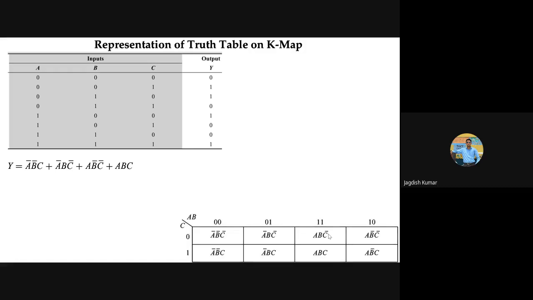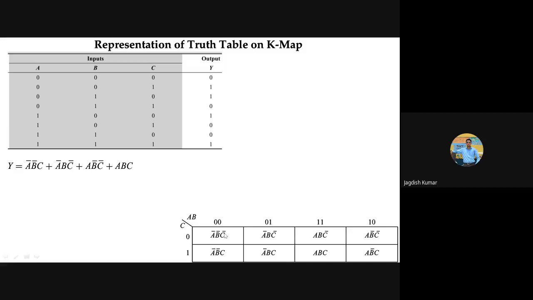Now the question is, how to write down the K-map from the truth table. So this is the K-map where all the terms appear. This is the K-map in terms of min terms. So what is a min term?